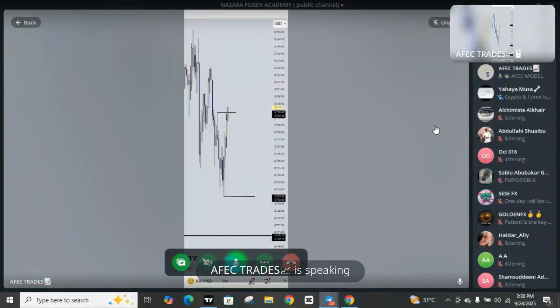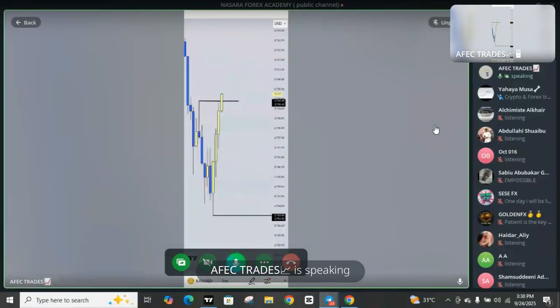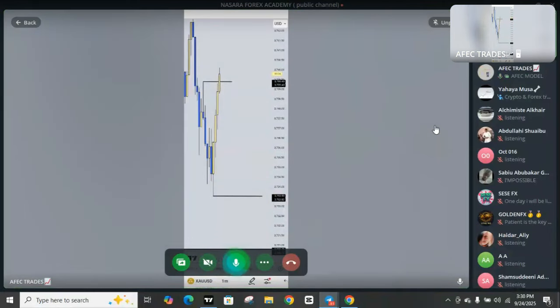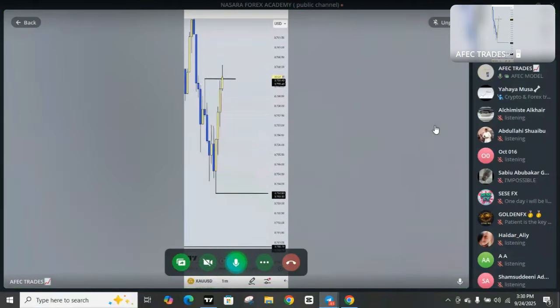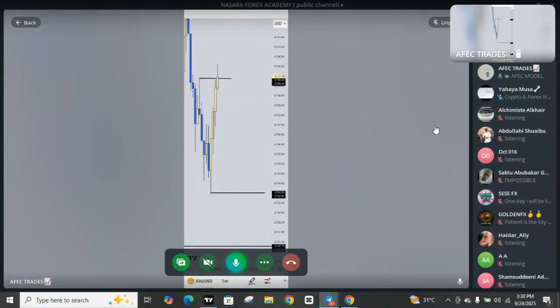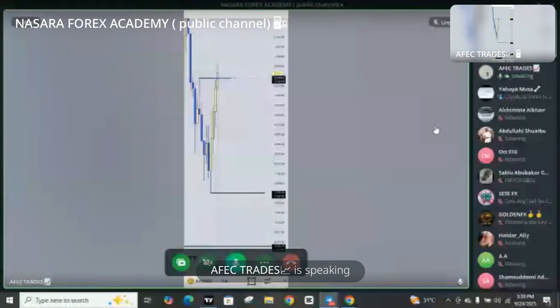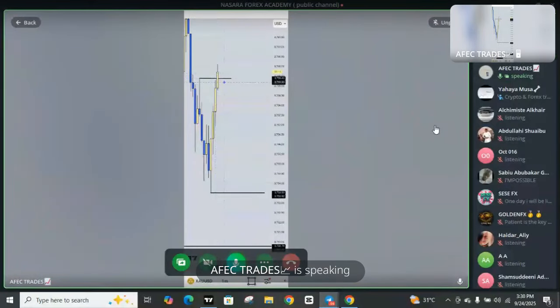Let's see the reaction of price above that high. Let's see this candle closure. If it closes below the high, then it will be interesting. But if it closes above the high, then I think we can just call it a day from there. I would like to see it close back into the range.